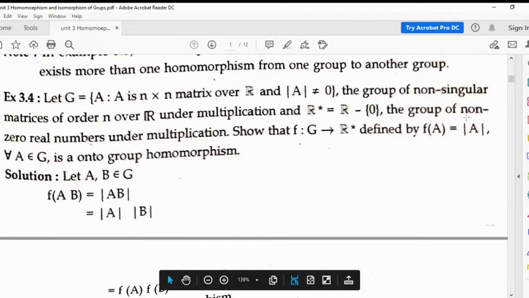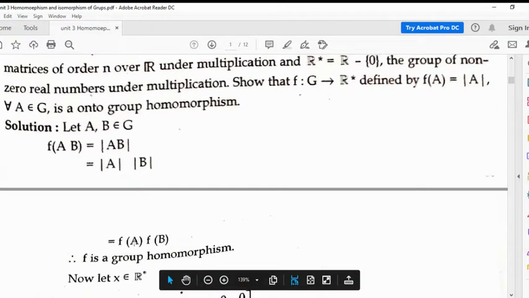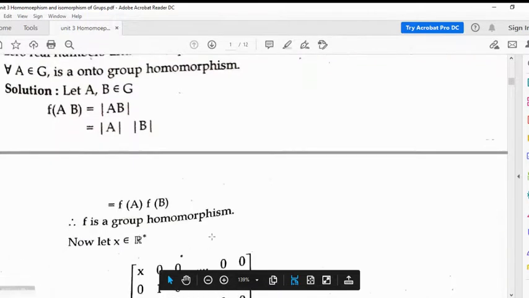But by definition, determinant of A is nothing but f of A. So determinant of A is f of A, determinant of B is f of B. So we get f of AB is equal to f of A into f of B. Hence f is a group homomorphism.